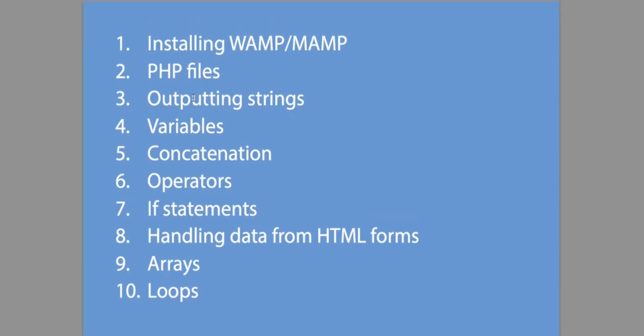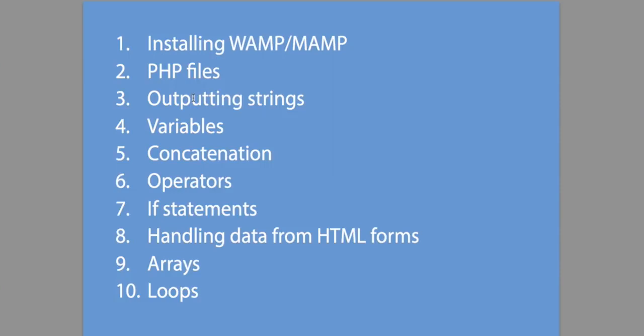First, we need to install some software if you want to execute PHP files on your computer. If you already have a web server with PHP, you can use that instead. Then we'll take a look at an actual PHP file and how to start programming in one. The first bit of code we'll look at will output a string.